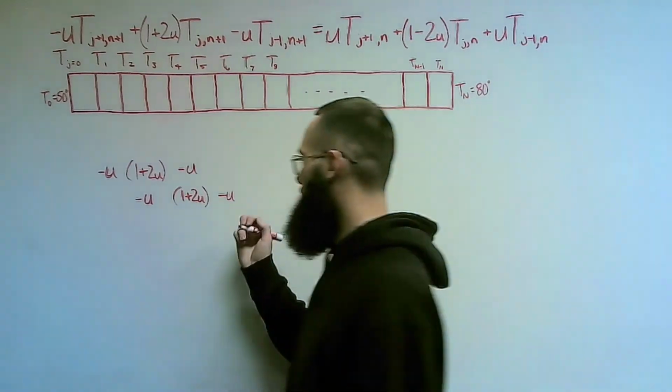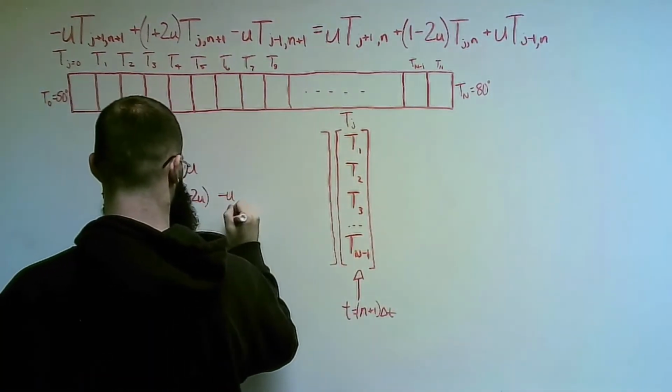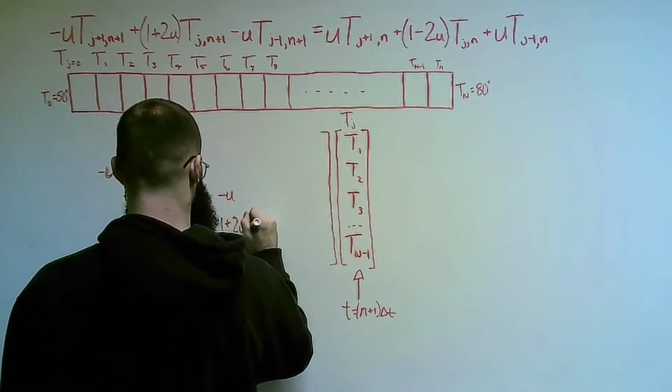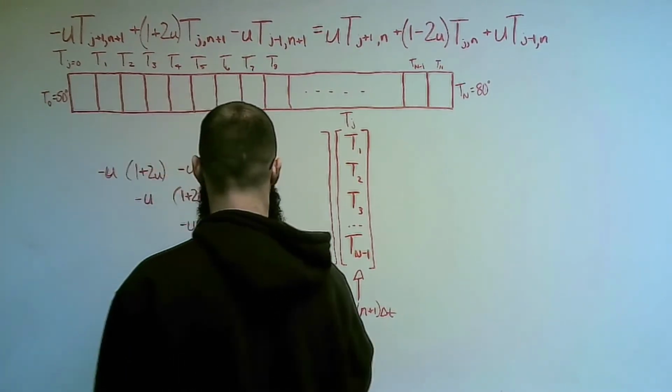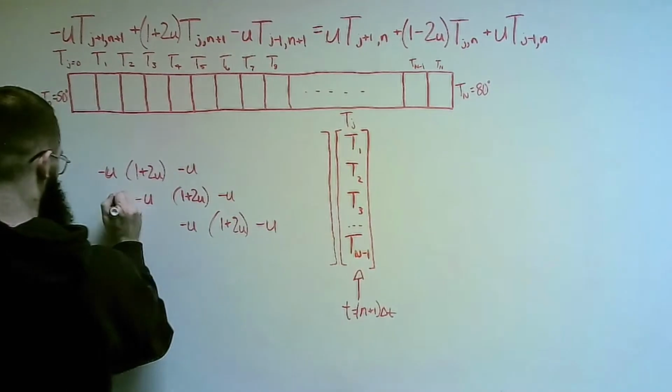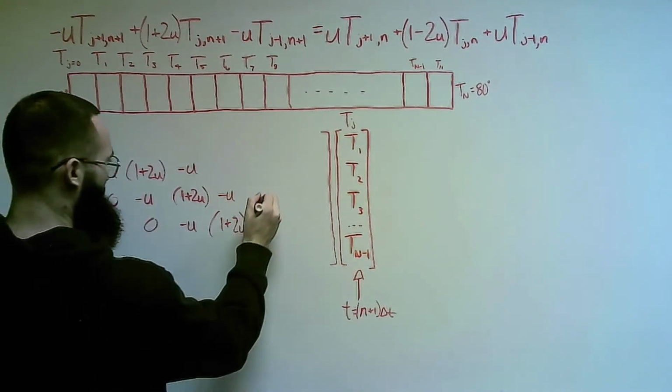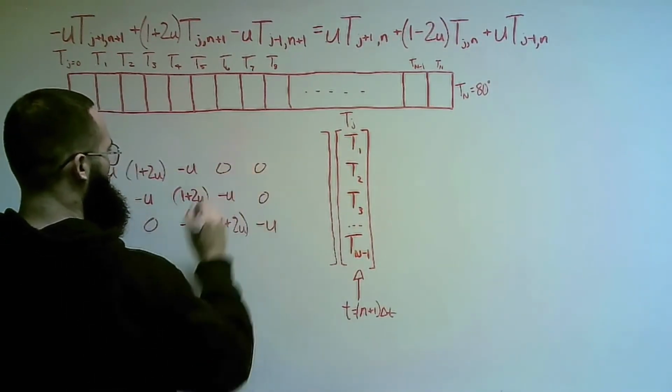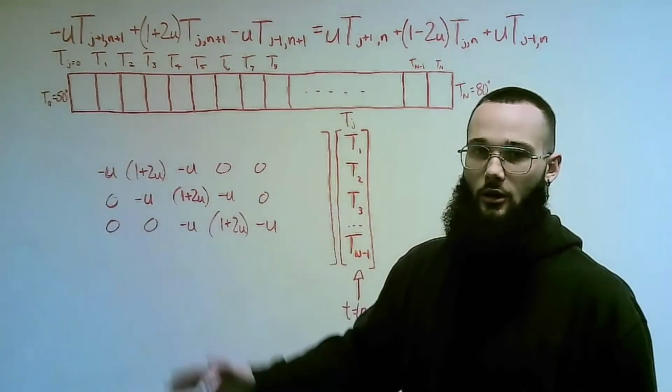So what it's going to end up creating is a sort of diagonal of these u values that will go across. And then down here we'll have zeros. And this is how we'll create our matrix.